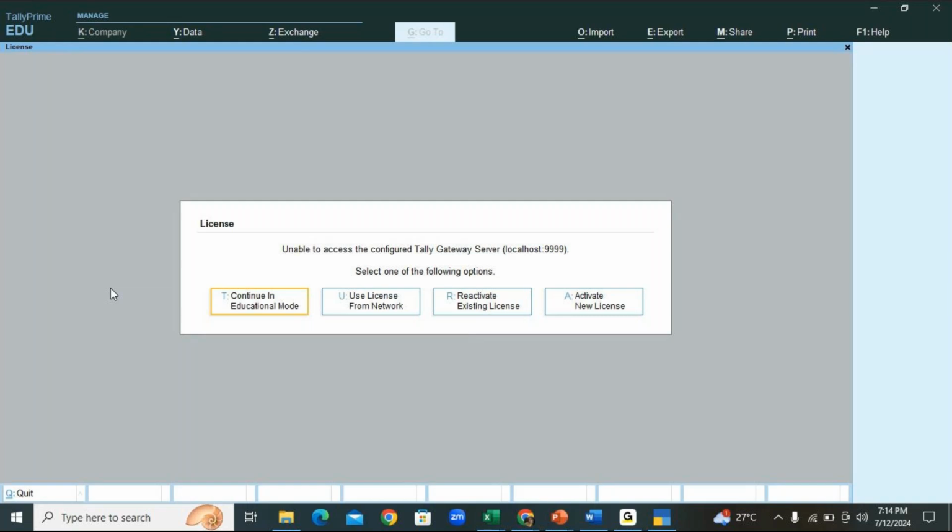Reactivate existing license means you already had the software and you have renewed it or something like that, so you are reactivating it. And the fourth one is your new license. You have bought a new license and then you activate using user ID and password. So that's what these four options are. We will be working on continue in education mode. When you get these four options, you are supposed to click on this option.